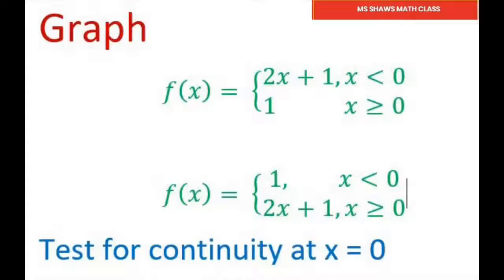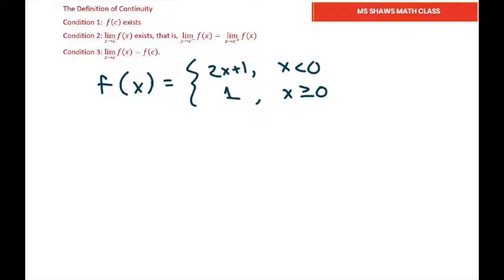Hi everyone, we're going to graph these two piecewise defined functions. They're very similar, except the upper portion and lower portion kind of got changed. We're going to test for continuity for both of them as well at x equals 0, because at x equals 0, this is where the change is occurring on the left side and the right side of the graph. So let's do the first one.